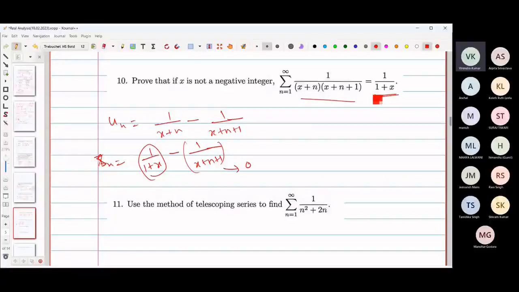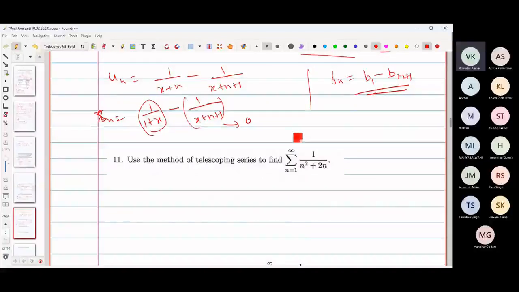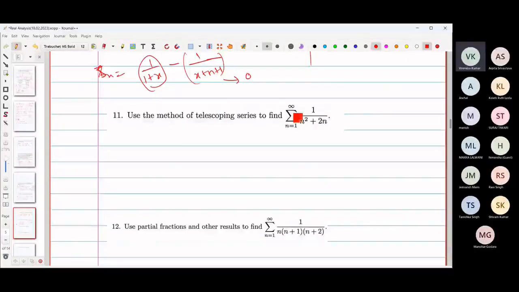Are you getting what I'm telling? In the case of a telescopic series, the sum is b1 minus bn plus 1, so we need to take care of this. Or you can write some terms, four to six terms, and then you will get an idea of which terms are getting cancelled and what we are going to be left with at the end.